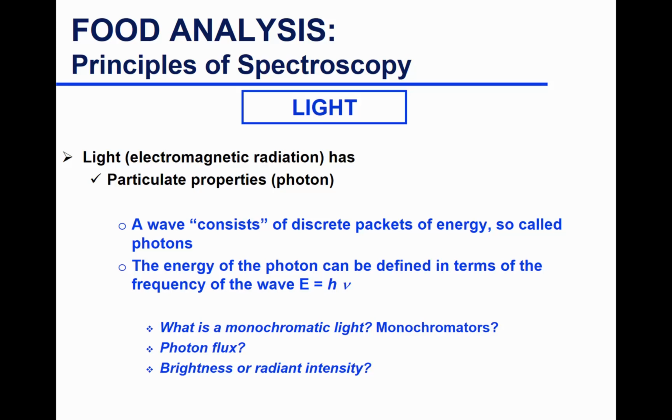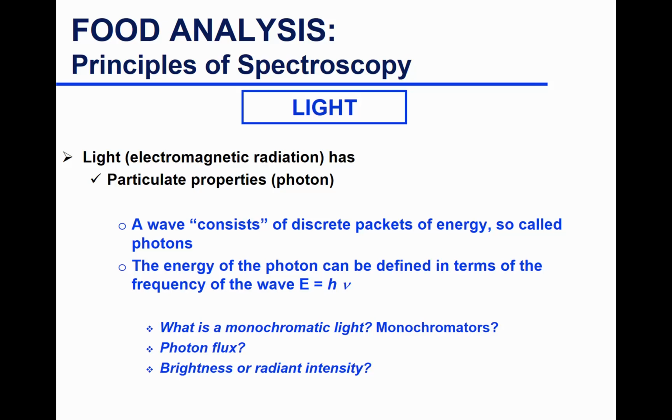In analysis, we tend to refer to light as a photon of light, using its particulate properties. So a wave consists of discrete packets of energy, and we call them photons. The energy of a photon is directly related to the frequency, which is the number of oscillations per unit time. And h is a constant. So the higher the frequency, the higher the energy of the photon.